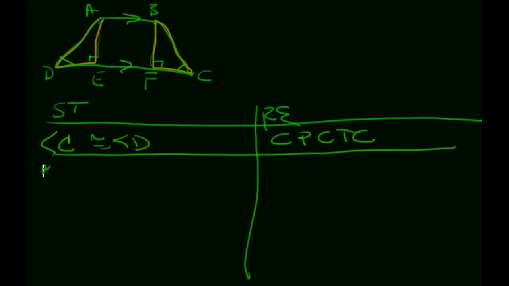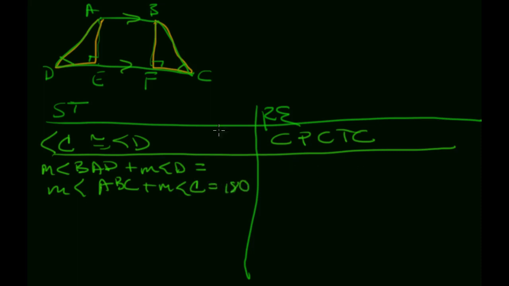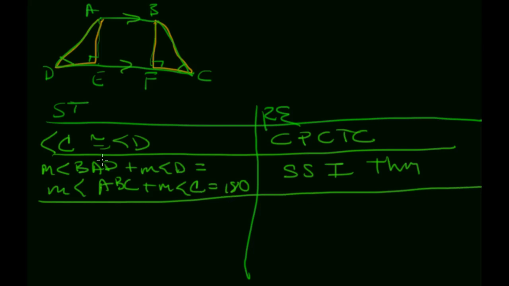I now also know that the measure of angle BAD plus the measure of angle D has to be equal to the measure of angle ABC plus the measure of angle C, and these both have to equal 180 because these are same side interior angles. Same side interior angles have to be supplementary. So these two pairings have to be equal, but now note this one has the C in it, that one has the D in it, and they're equal.